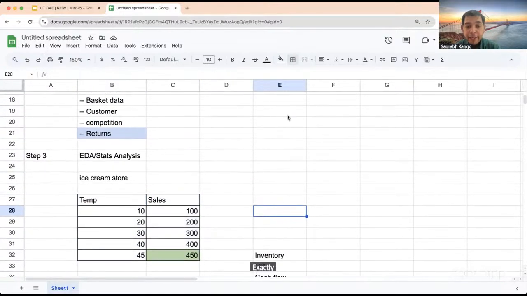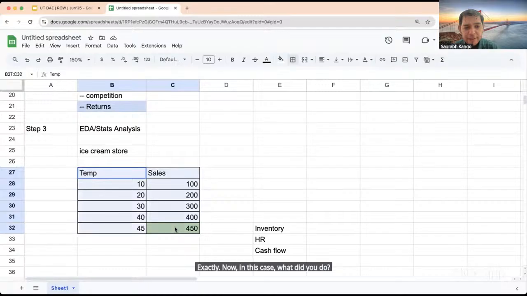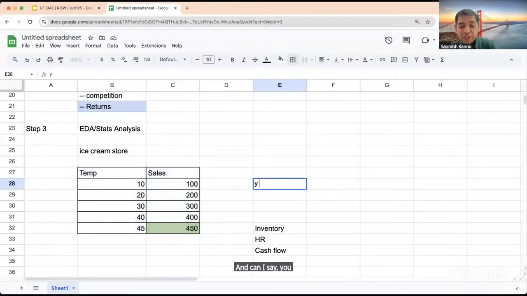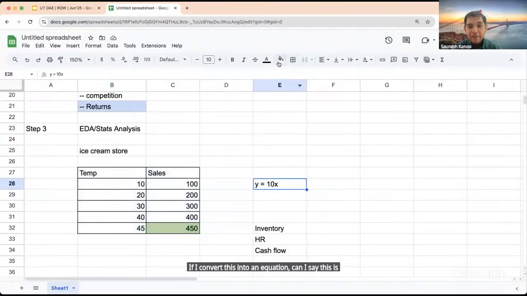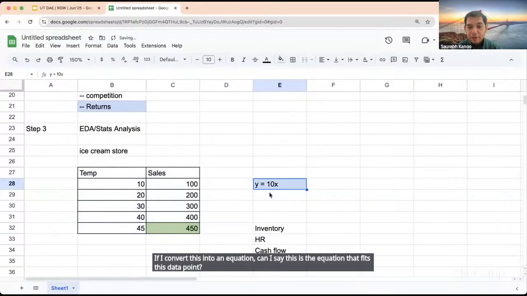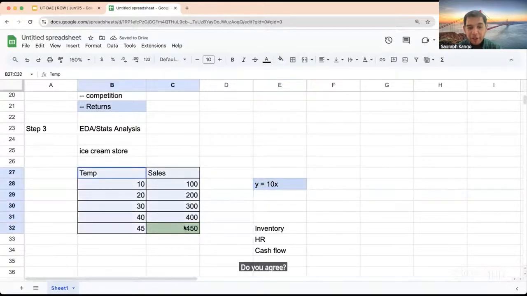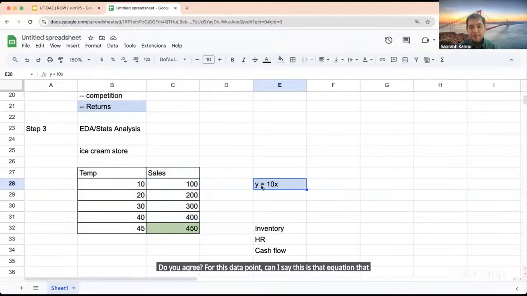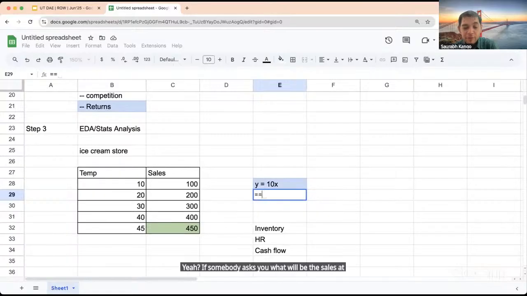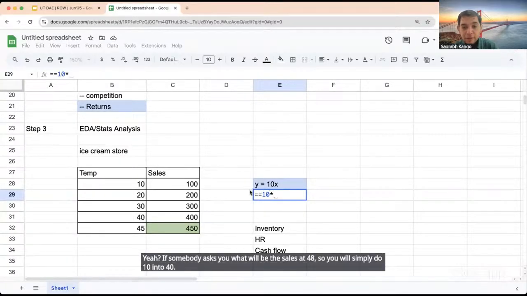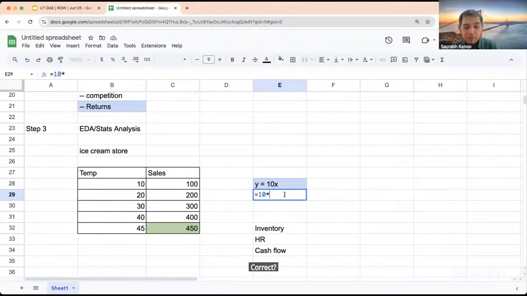Exactly. Now, in this case, what did you do? You applied a statistical analysis, and can I say you created an equation called y is equal to 10x? If you observe very carefully, isn't this the equation you used? If I convert this into an equation, can I say this is the equation that fits this data point? Do you agree? For this data point, this equation represents it really well. If somebody asks you what will be the sales at 48, you will simply do 10 into 48. Correct? 10 into 48, and that will give you 480.